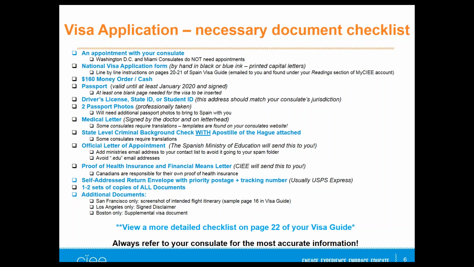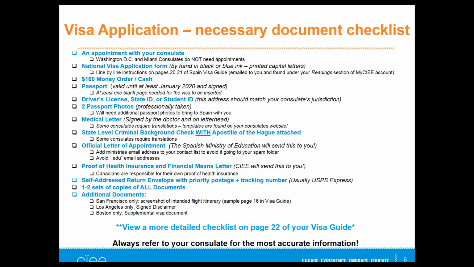The next piece is your national visa application form. I would recommend filling this out by hand and make sure it's in blue or black ink and try to print it in capital letters. You don't want to have any errors, especially when you're writing in your name and things like that. You want to make sure everything is as clear as possible. So just use printed capital letters. It's usually the safest way to do that.